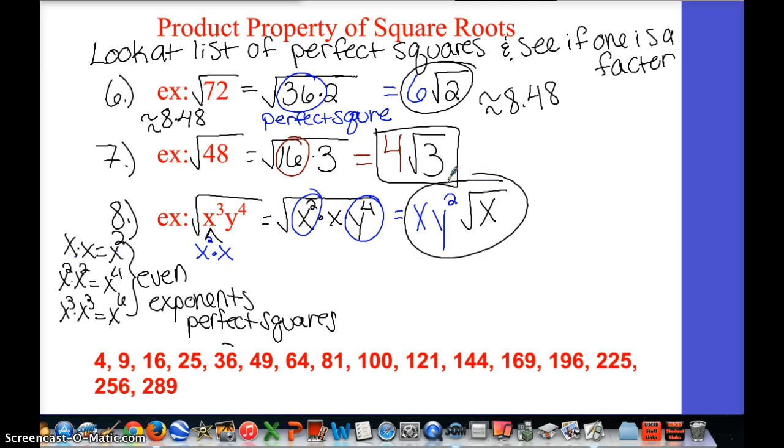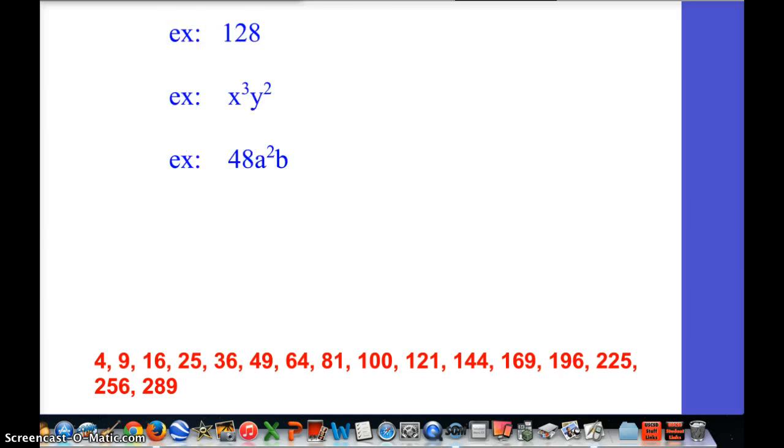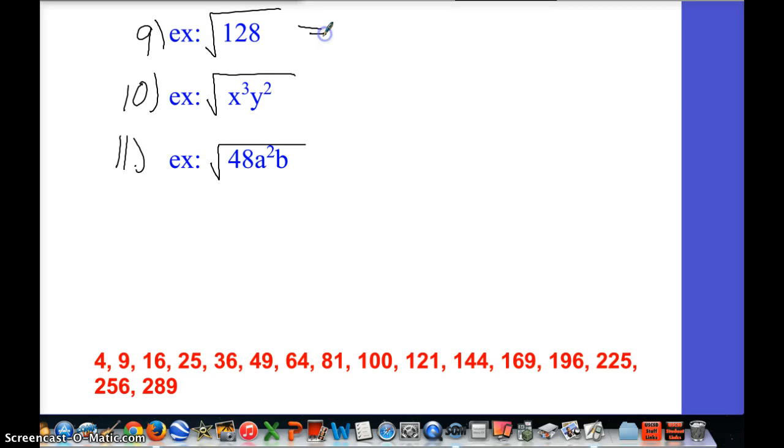Let's try 3 more of these. So we have 9, 10, and 11, and we need to put square root symbols on here. Look at the square root of 128. Is 128 divisible by any of my perfect squares down here? Well, sure it is. It's the square root of 64 times 2. 64 is my perfect square. The square root of 64 is 8 times the square root of 2. And that's my final answer.